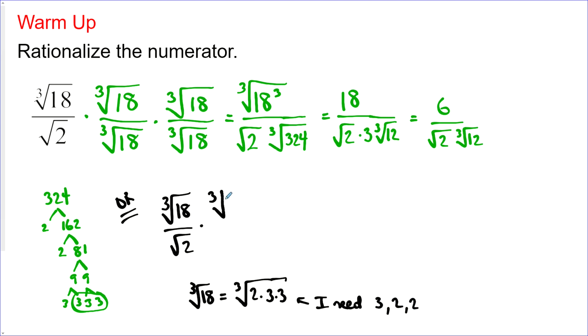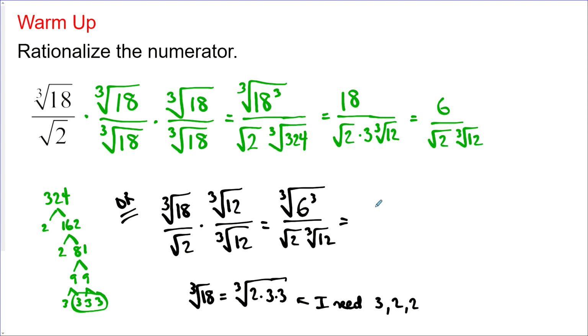So I can multiply by the cube root of 12. And then in the numerator, we get the cubed root of 18 times 12, 216, or 6 cubed. And in the denominator, we just have a root 2 in the cubed root of 12. Simplify the top, and we're done. So in this step, if we can figure out what we need to make a perfect cube, we won't need to simplify at the end.